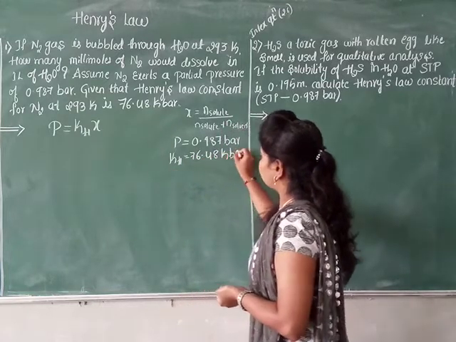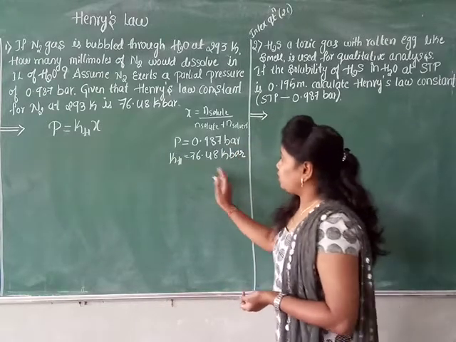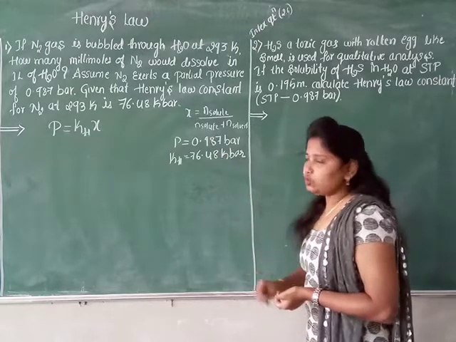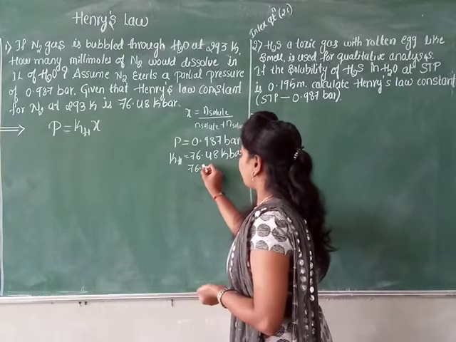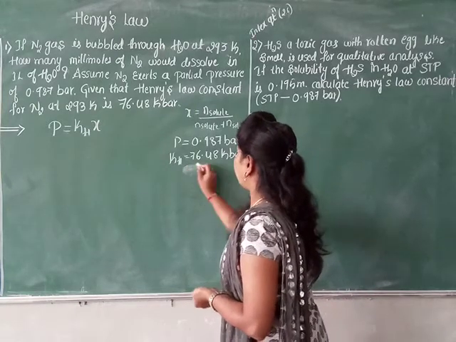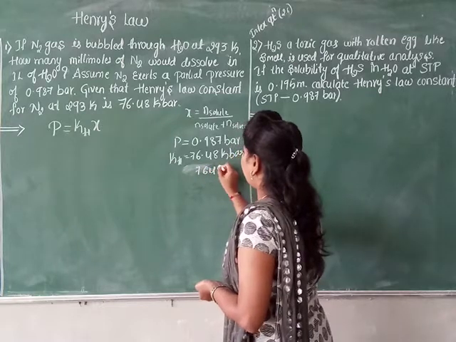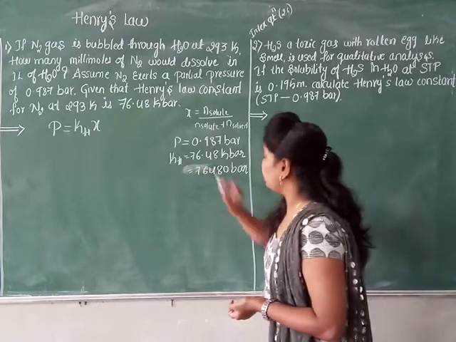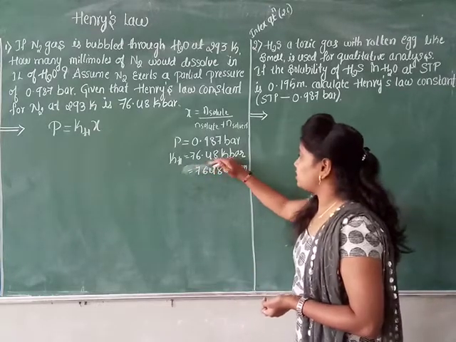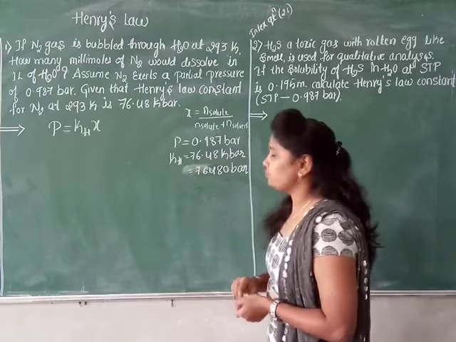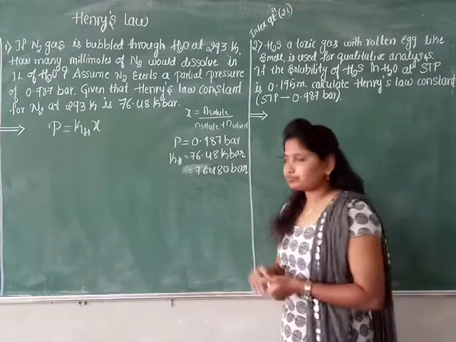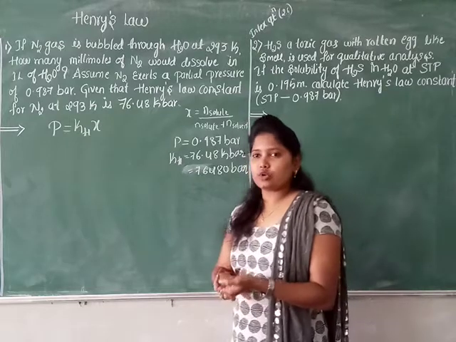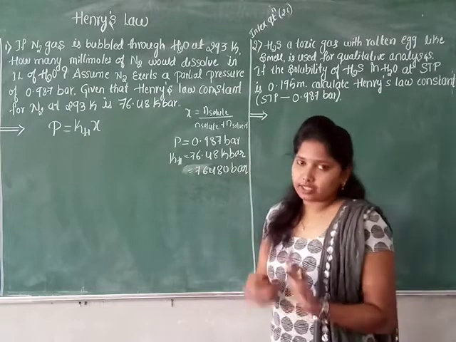Listen here. The Kh value is in kilobar and the pressure is given in bar. So now I would like to convert this kilobar into bar. That is 76.48 kilobar, or 76,480 bar. I have converted kilobar into bar. Now, in order to calculate the millimoles of nitrogen gas, first we have to calculate the moles of nitrogen gas, then we convert it into millimoles.